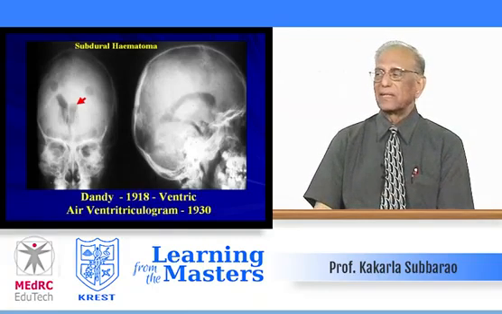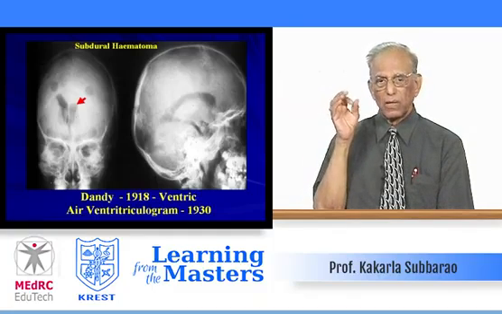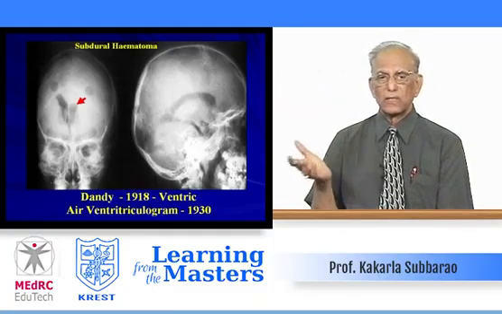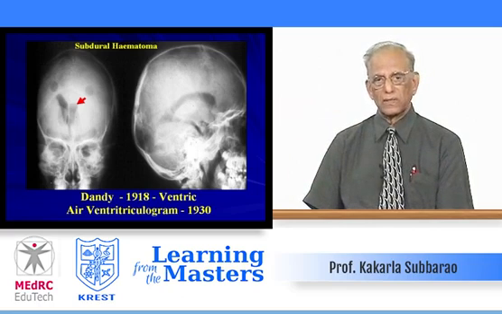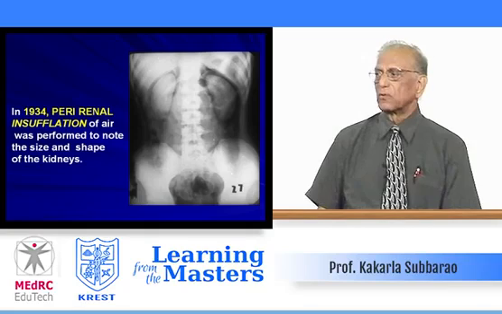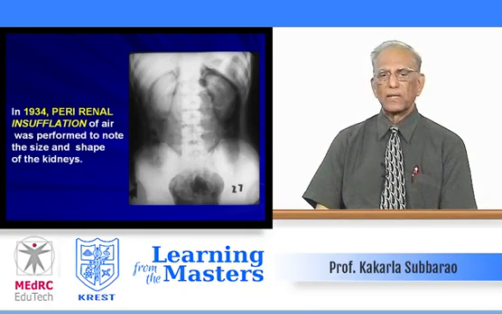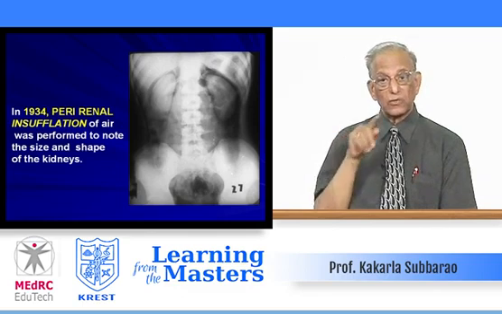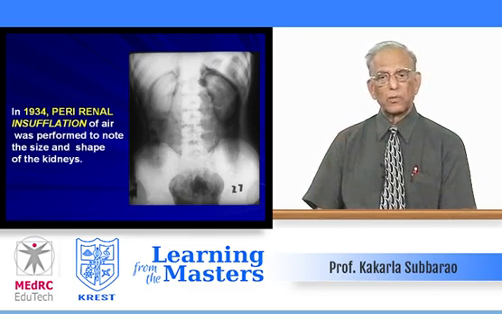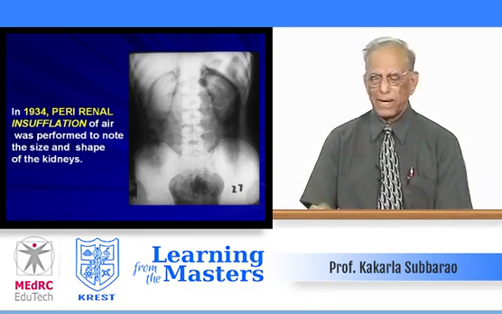Dandy in 1918 introduced ventriculography by producing burr holes in the skull, and you could study the various ventricles of the brain, lateral ventricles, third ventricle, etc. A ventriculogram came in 1930 also. 1934, perirenal insufflation of air was performed to study the size and shape of the kidneys and also the adrenals and other retroperitoneal masses. Today it is abandoned.